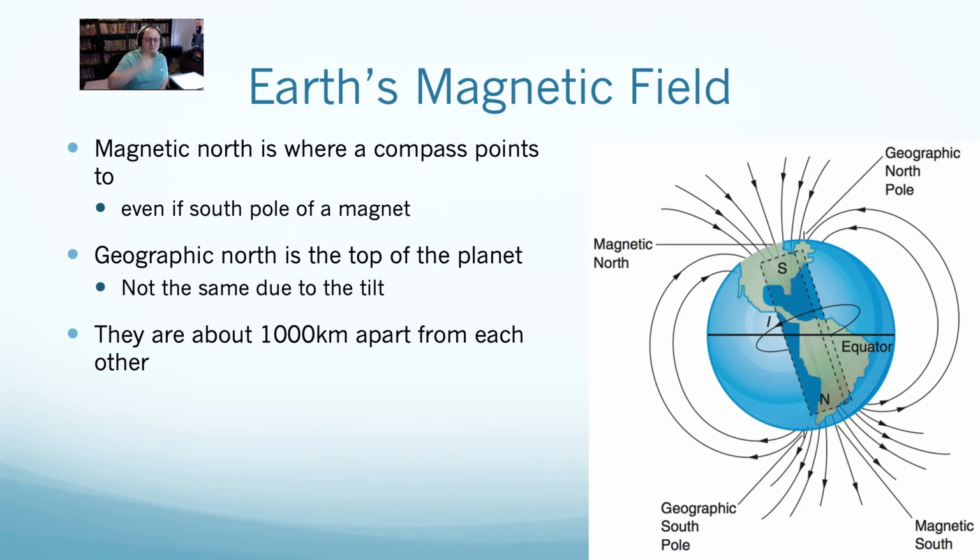But due to the tilt, geographic north and magnetic north are not the same. If you're standing at the North Pole, the very top of the Earth, and had a compass, it would be pointing 1,000 kilometers off to the side. The geographic North Pole and the magnetic North Pole are near each other, but not quite at the same spot. The same is true for the South Pole. But once again, the North Pole is really the South Pole of a magnet, but no one uses that terminology.